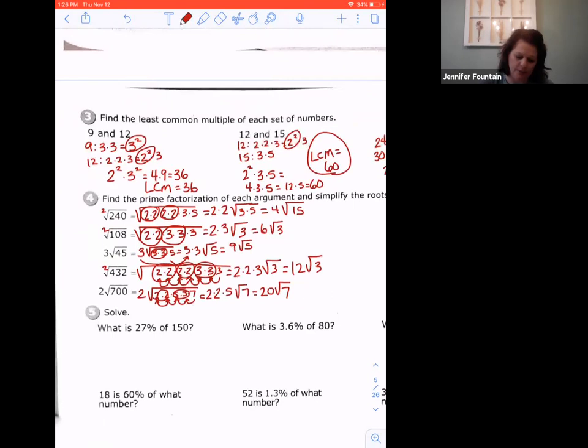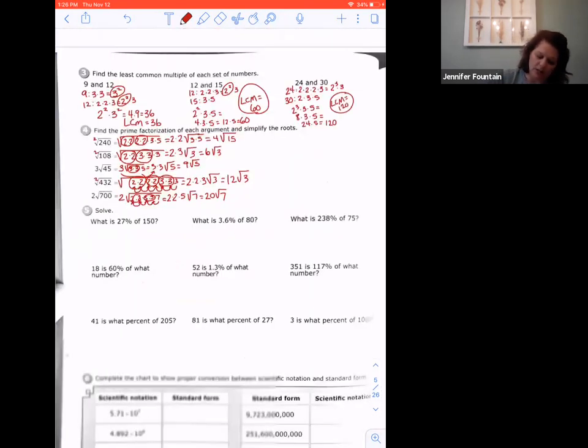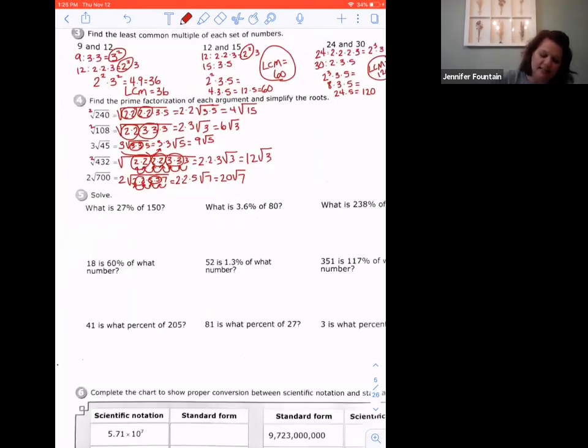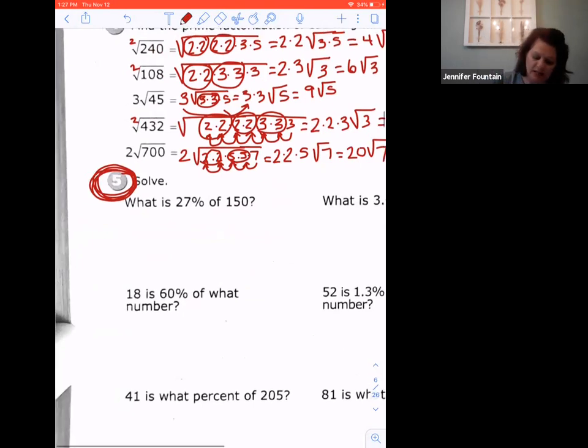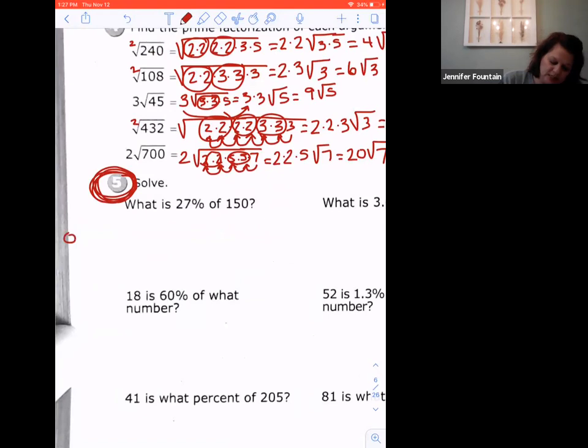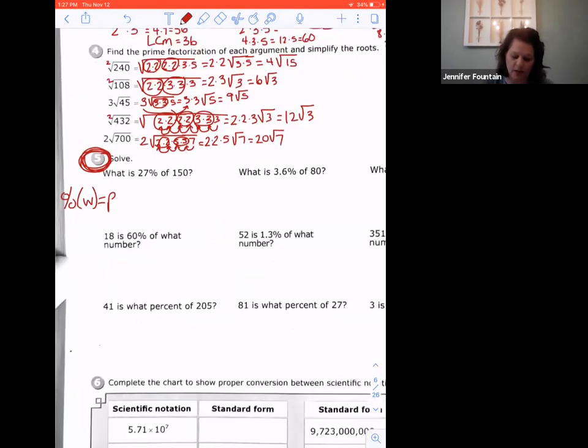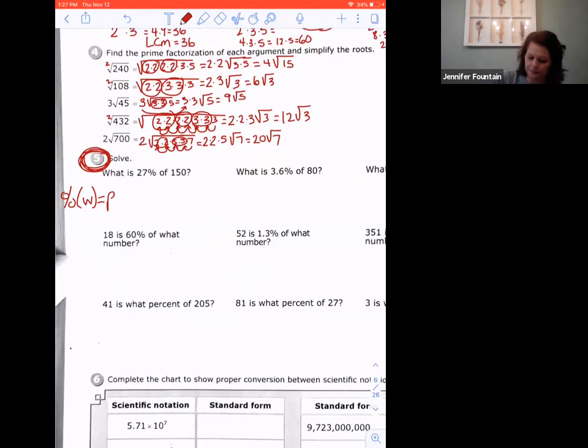All righty. We are going to go ahead and have activities 5 as homework. What is 27% of 150? This is where you're going to use your percent formula. Percent times whole equals part. So plug in what you know using that formula, and you can solve for the unknown. So that will be for your homework.